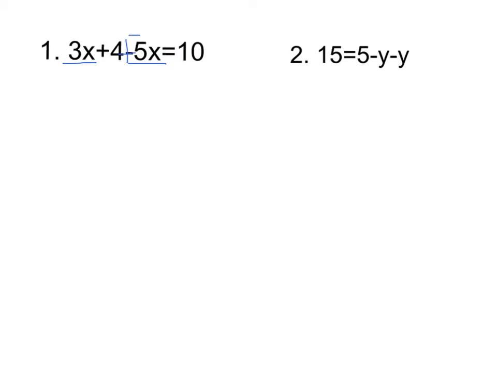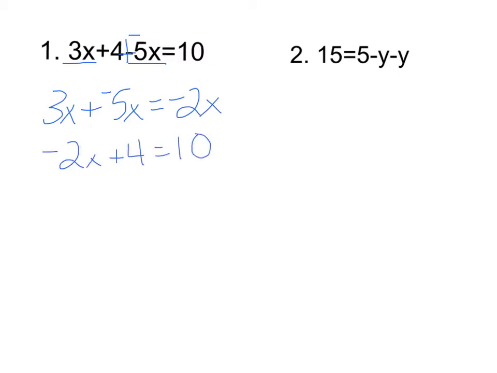Now I'm going to combine my like terms, and we've done this before. We take 3x plus negative 5x, and that gives me negative 2x. Now I rewrite the original problem as negative 2x plus 4 equals 10. Once you get good at it, you really don't need to write out this part, but you do need to start with this step. And now if you notice, it's the exact same problem as yesterday.